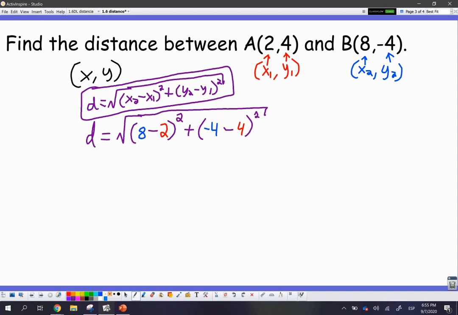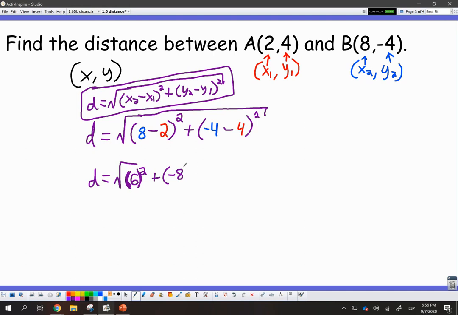Okay, so I've got that. So let's continue solving here. So I'm going to write d equals square root. Now I want to find out 8 minus 2. 8 minus 2 is 6. So I'll have 6 squared. And I'll keep this in parentheses, just out of safety so we don't get any numbers mixed up. Then plus negative 4 minus 4 gives us negative 8.